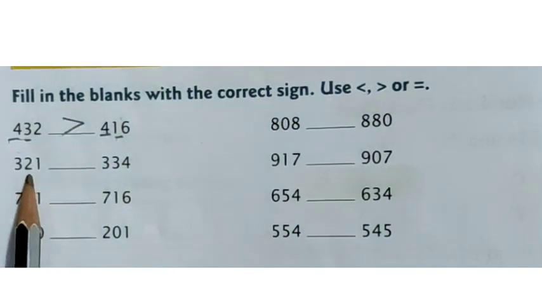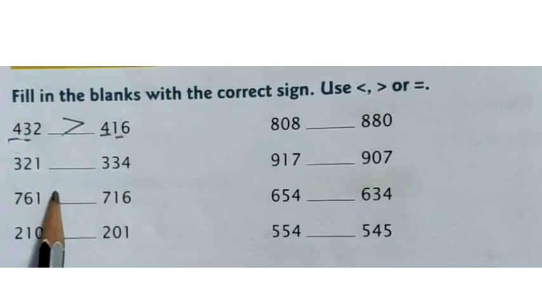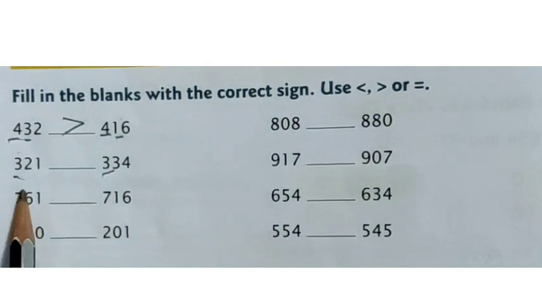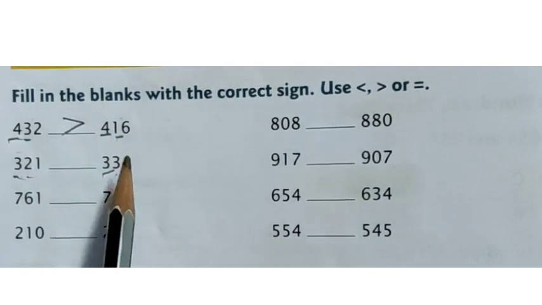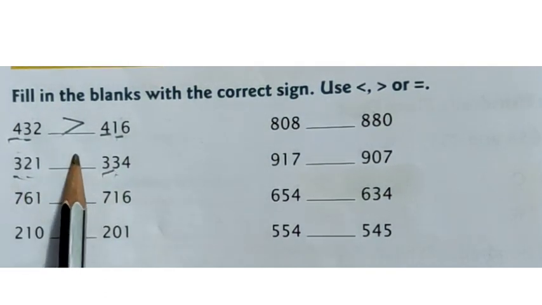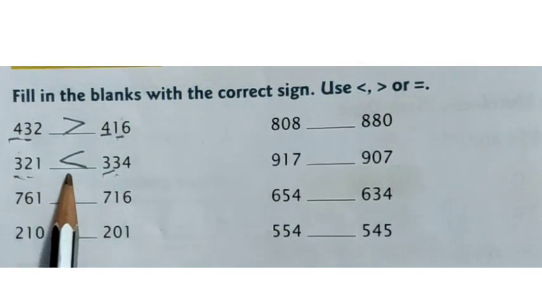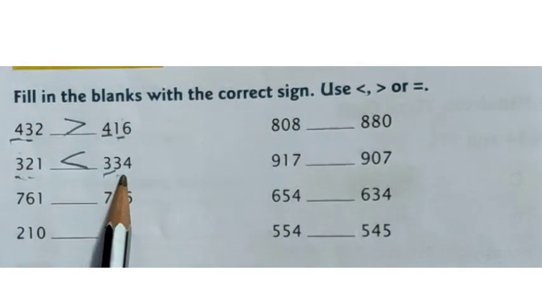Next, 321 and 334. Here in the hundreds place we have the same digits. So go for the tens place. Here it is 2 and here it is 3. So 2 is smaller than 3. Write down less than. 321 is less than 334.